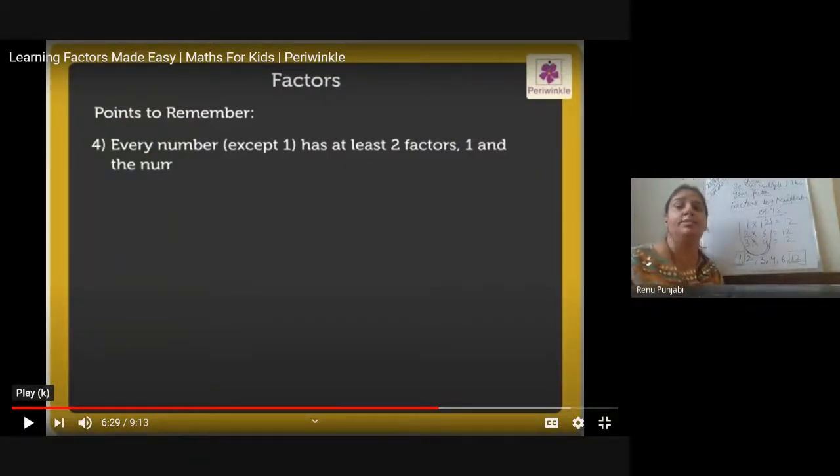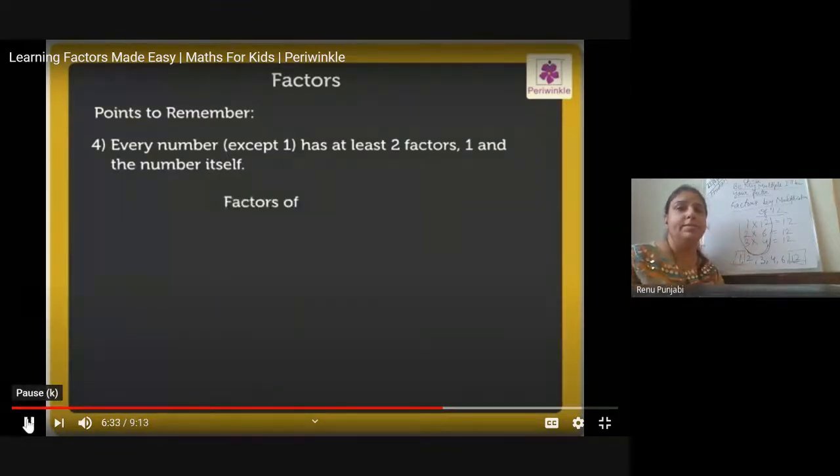Now I have explained that 1 and the number itself, 2 factors are fixed for every number. But for more than 2, you have to calculate which are the other factors of the given number. But at least 2 factors are fixed for every number. Look here also, given 1 and the number itself, 2 factors are fixed.